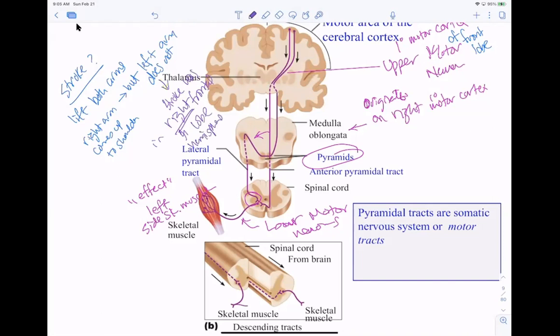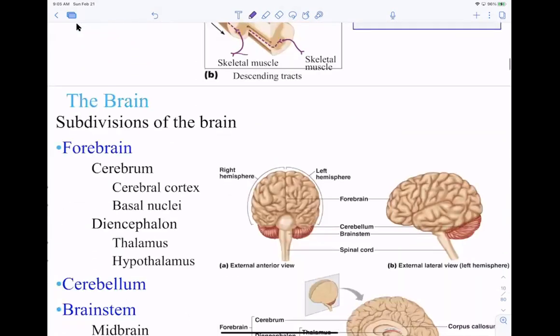Because of this crossover, your left primary motor cortex controls the right side of your body, and the right primary motor cortex controls the left side of the body. And your sensory receptors on the left side of the body are going to end up on the right hemisphere primary sensory cortex, or your postcentral gyrus, and be interpreted first on the right side, and vice versa. So you have this crossover.